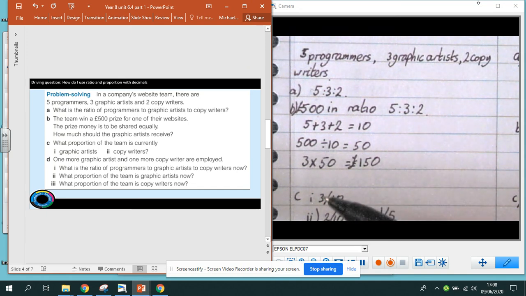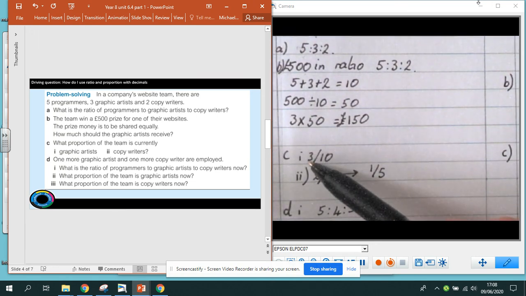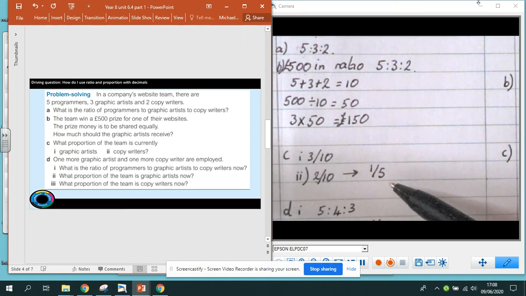So, what proportion of the team are currently graphic artists? Right, so there are 2 graphic artists. Sorry, there are 3 graphic artists, and there are 10 people altogether. So the proportion of people who are graphic artists is 3 over 10. Similarly, in copywriters, there are 2 copywriters out of 10 people. So you've got a proportion of 2 over 10, or 2 tenths, which you should then simplify to its simplest form, which is 1/5, 1 over 5.